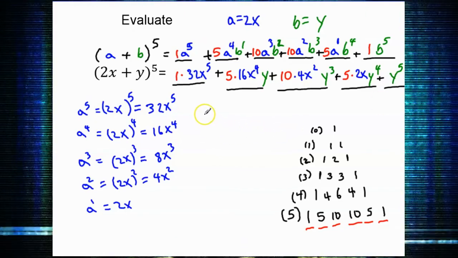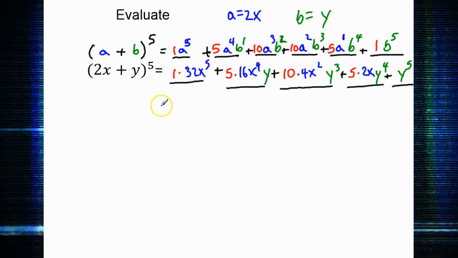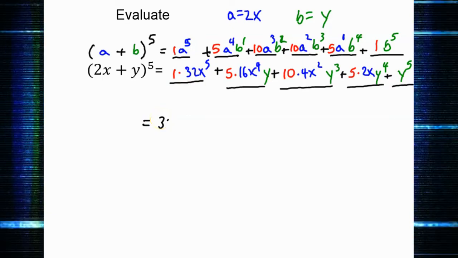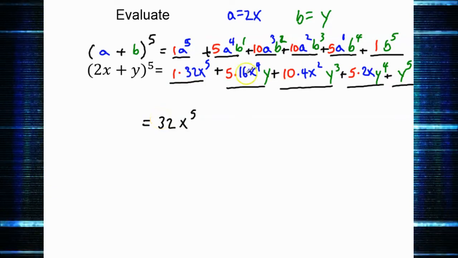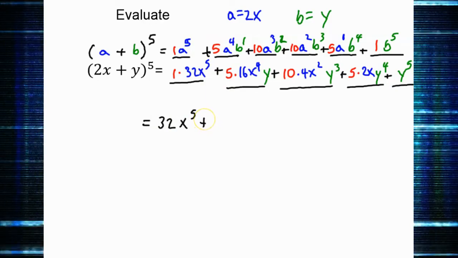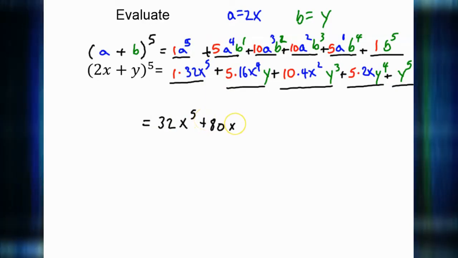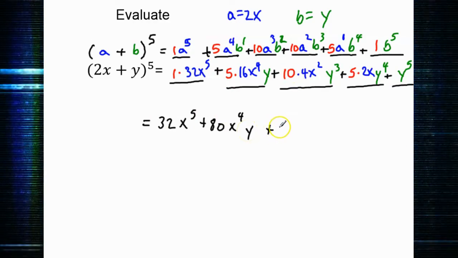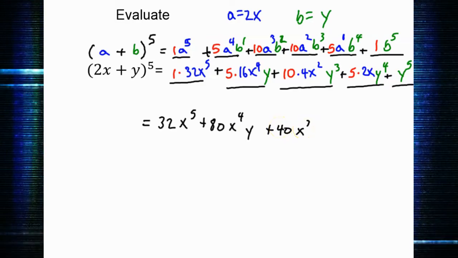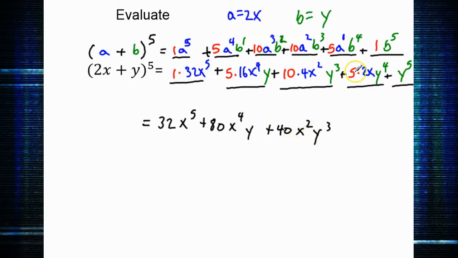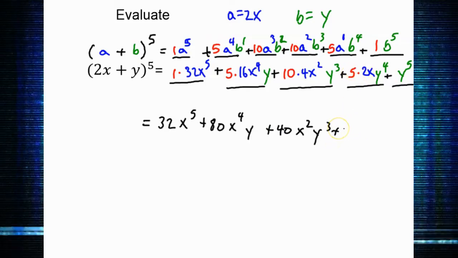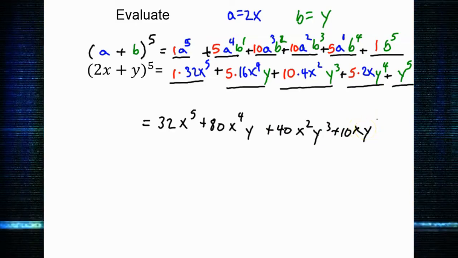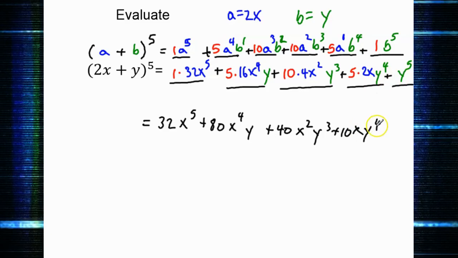So now let's write our final answer. Let's clear all this out right now. Okay, so we need to multiply. So 1 times 32 is 32. So we're going to have 32x to the fifth. 5 times 16 is 80. So we're going to have 80x to the fourth y plus, and then 10 times 4 is 40. So we have 40x squared y cubed. 5 times 2 is 10. So plus 10x y to the fourth, and we just have the y to the fifth left over here.